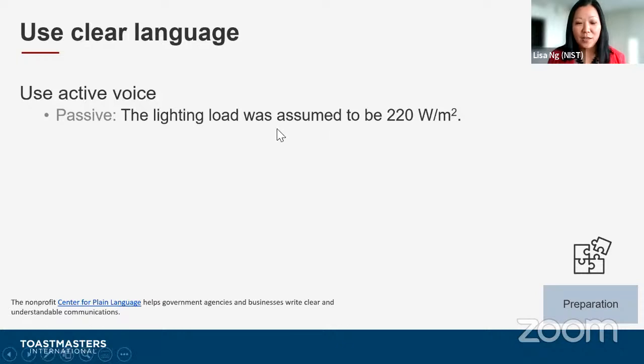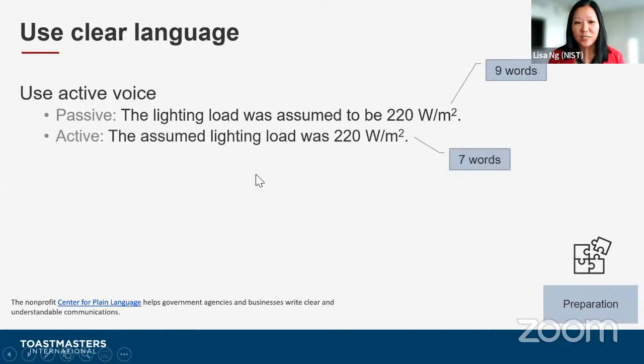All right, so I will click here. So the active voice is: I assumed the lighting load was 220 watts per meter squared. And all the ones in the chat, all great. But you notice that the passive voice used 9 words and the active voice used 7 words. Now you might think 2 words isn't a big deal, but if you're giving a speech that's within a certain amount of time, you want to conserve your words. You want to get your message out as clearly as possible.